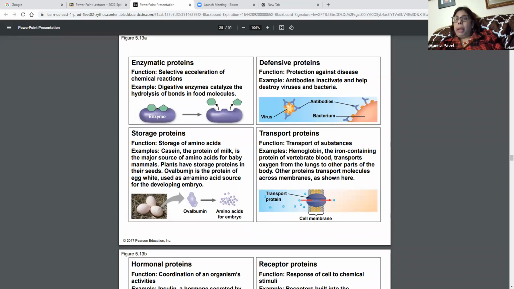Now, ovalbumin. Albumin is the white of the egg. Ovalbumin is the protein of egg white, and it is used as an amino acid source for the developing embryo.